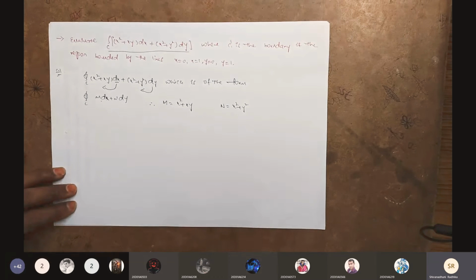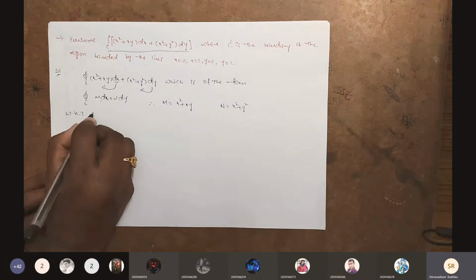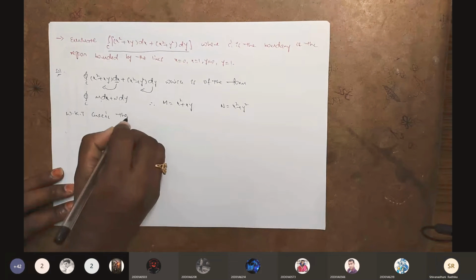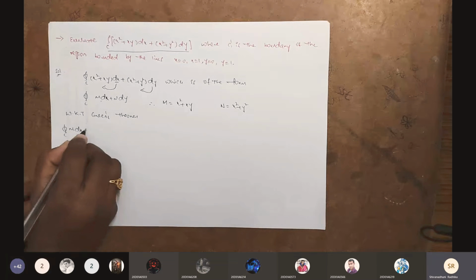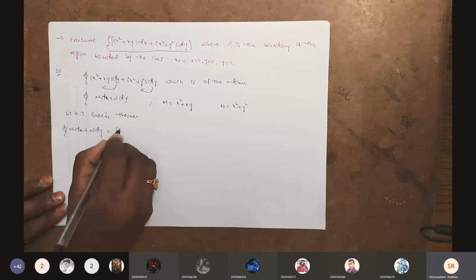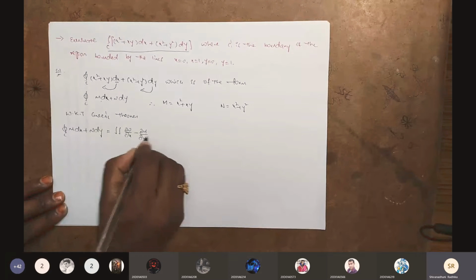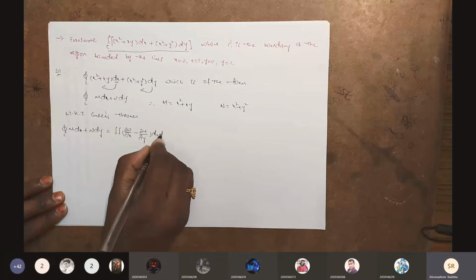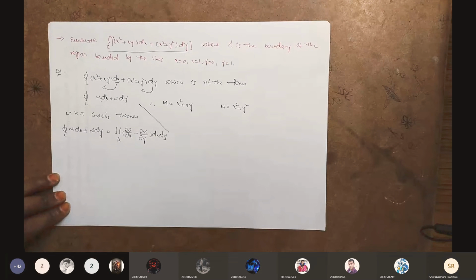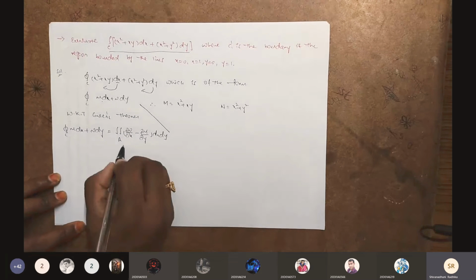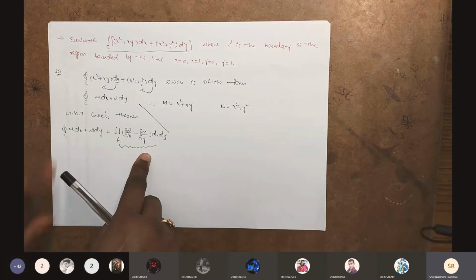See, using Green's theorem. What is Green's theorem? We know that Green's theorem: integral over curve C of M dx plus N dy equals the double integration of (dou N by dou x minus dou M by dou y) dx dy, over the region bounded by C. Now we are going to find the double integration value.